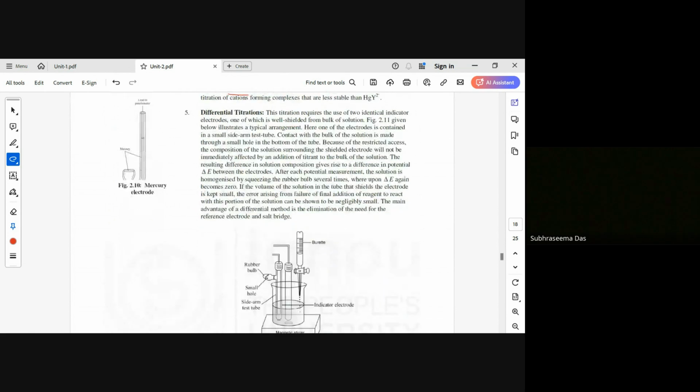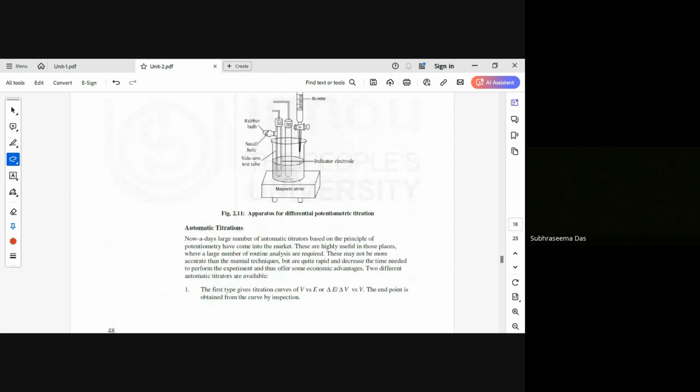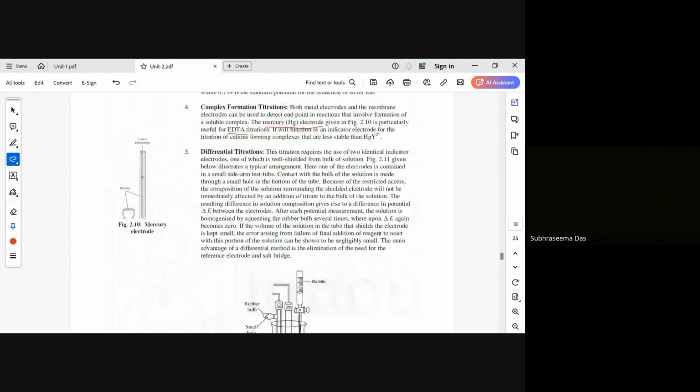Then is differential titration. This titration involves the use of two identical indicator electrodes. Here one of the electrodes is contained in a small sidearm test tube, as you can see in figure 2.1. This is a setup for differential potentiometric titration. So one of the electrodes is contained in a small sidearm test tube. The contact is made through a hole with the bulk solution. Because of this restriction, the composition of the surrounding solution will not be immediately affected by the addition of the titrant to the bulk of the solution.